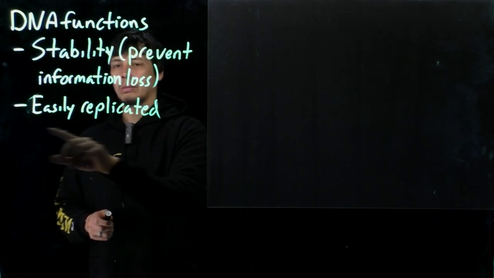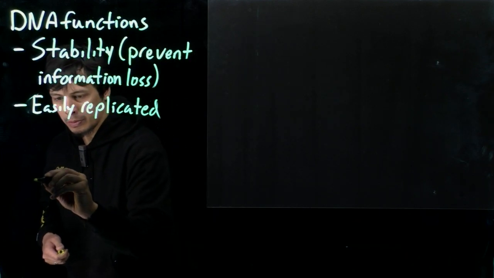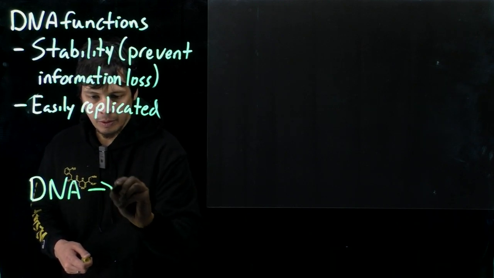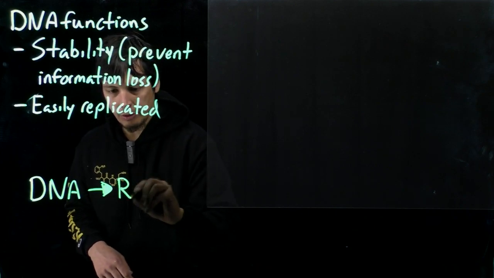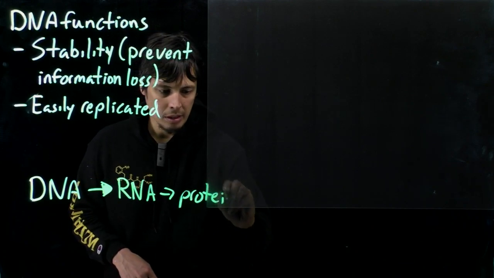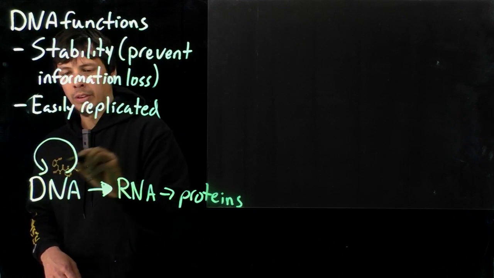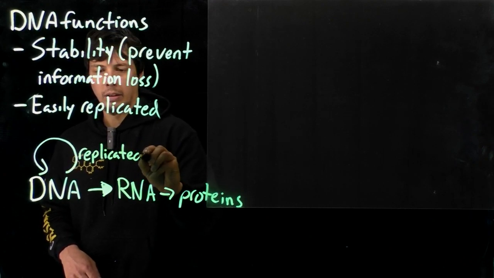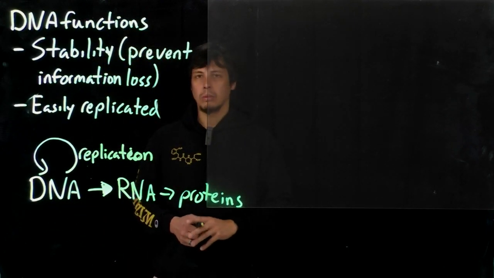Okay, another thing that's important for this is it can be easily replicated. So remember, part of the central dogma, DNA, again, is the information storage center. It's the library, right, where you can get instructions in the form of RNA to make proteins. But the other thing that needs to be done during cell division is that DNA needs to easily be able to replicate itself. Okay, and this is all part of the central dogma. Replication. Okay, and so this has to be easily replicated.